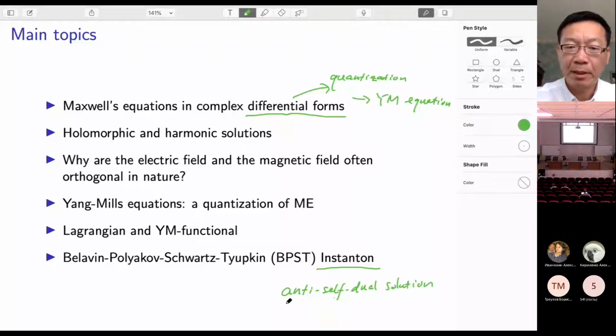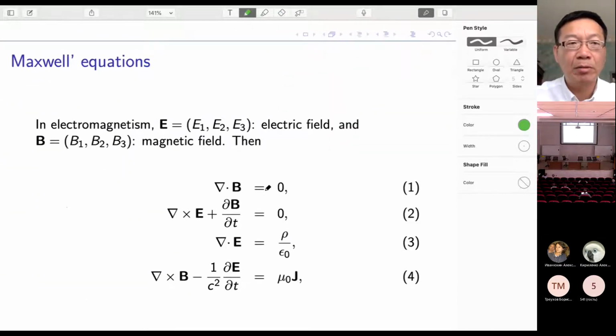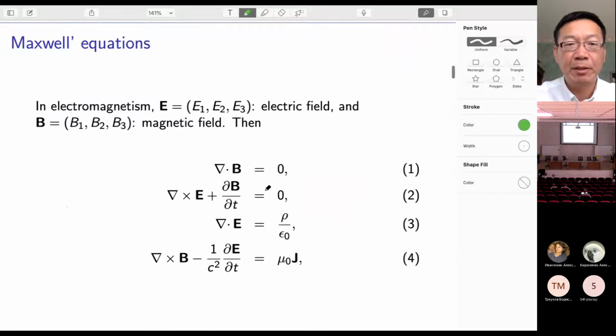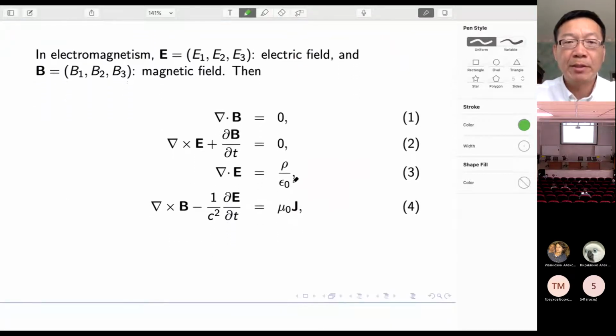And by the way, these self-dual and anti-self-dual solutions only make sense when you have the differential form interpretation of the Maxwell equations and the Yang-Mills equations. So let's recall the Maxwell equations. In classical terminology, it's written in this set of 4 equations.